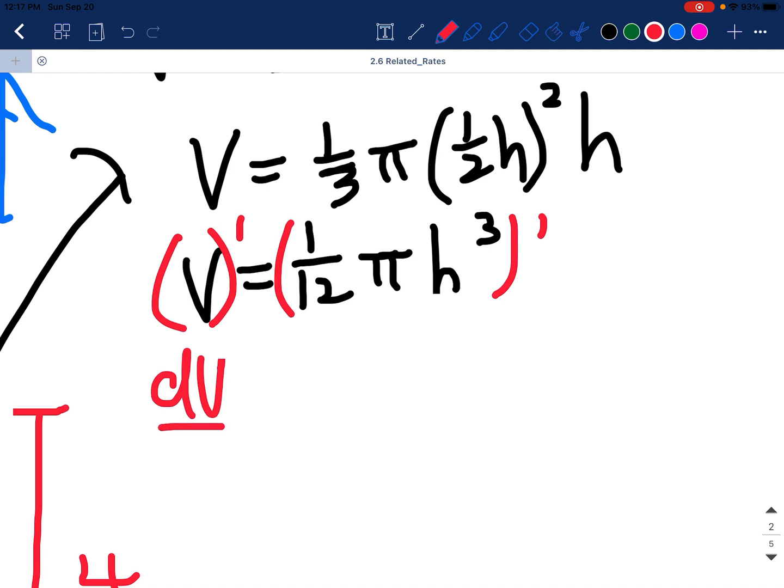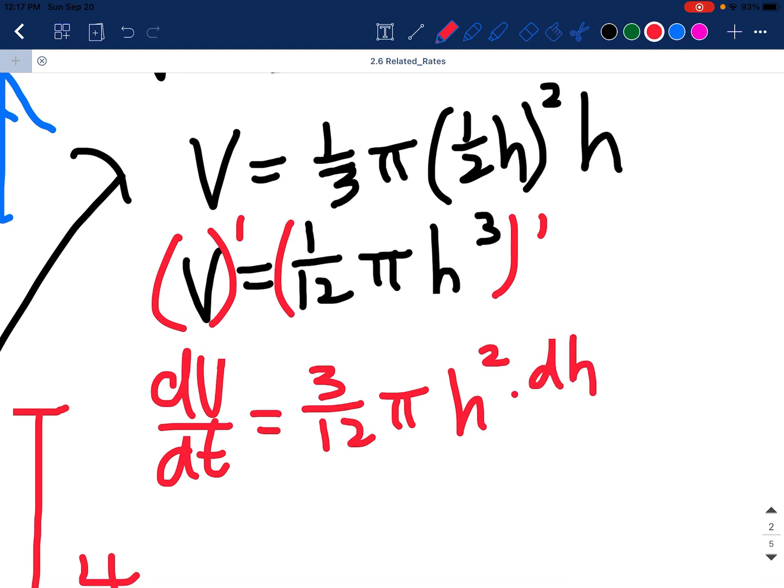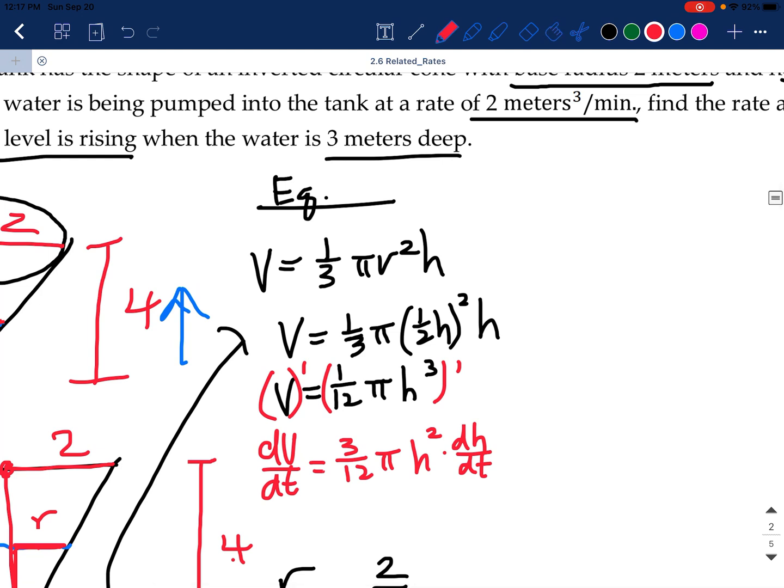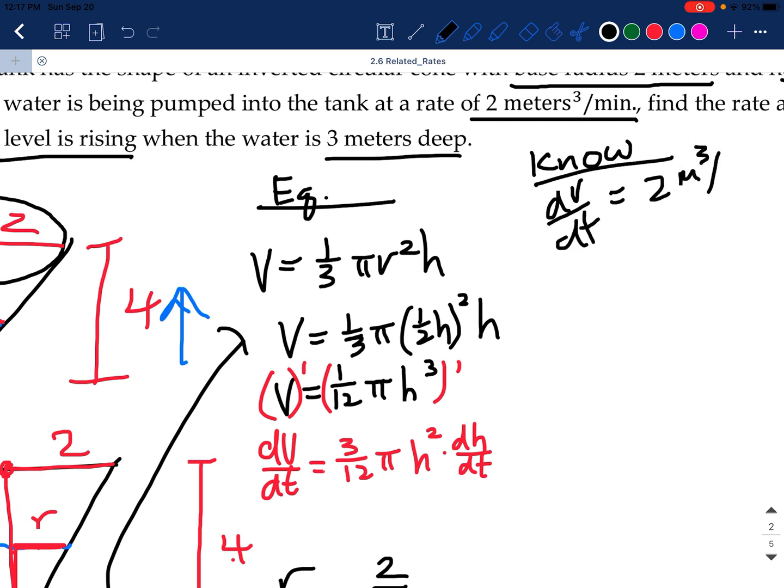So we'll go ahead and differentiate with respect to time. So dV over dt is equal to, when I differentiate h cubed, I'll get 3/12 pi times h squared times dh over dt using the chain rule. All right, and then we can just simplify from here. So now we'll look at the known information that we have. We know dV dt is equal to 2 meters cubed per minute and it's filling up, so it's positive.